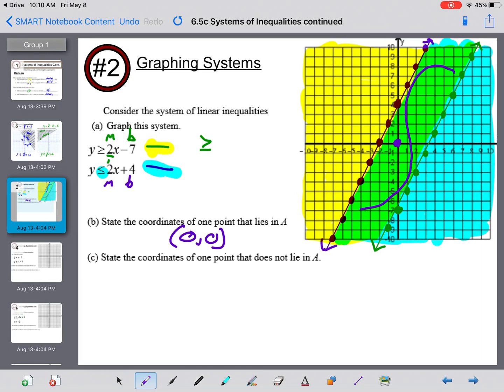State the coordinates of one point that does not lie in A. Well, that means you have to take a point from either the yellow shaded region or the blue shaded region. So I'm going to take this point right in the top left corner of the graph, and that is -10, +10. Again, any portion of the yellow or the blue. And I'm just going to put that as a note. Green shade. And this would be yellow or blue shade.